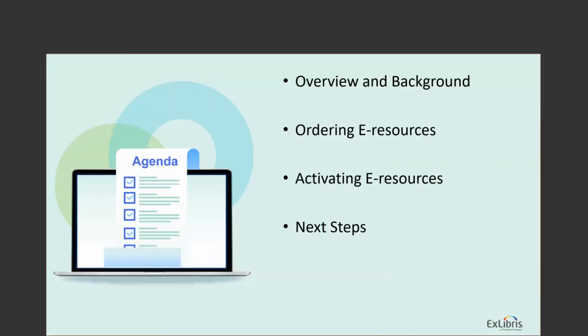But the things we'll be talking about today are an overview and background of electronic resources in Alma and how you and Alma manage those electronic resources in a high level sense, but then we'll dig right into ordering them, placing an order with a vendor for an e-resource. That's not all you have to do, though. To get it available to your patrons, you then need to activate those e-resources. So I'll show you several different methods of that. And then we'll wrap this up with the things you can do next.